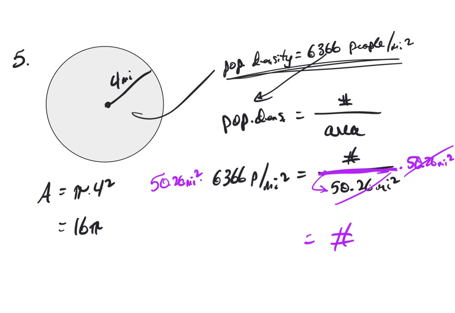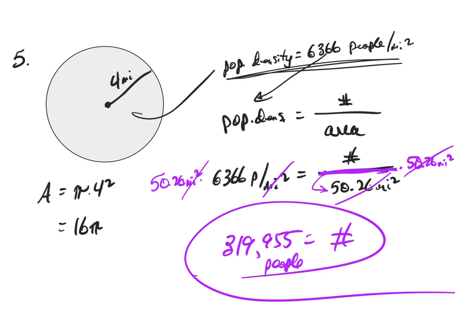So on the right-hand side, the 50.26 square miles cancels top and bottom, and we're left with the number of people. On the left-hand side, the square miles cancel top and bottom, and the arithmetic is 50.26 times 6,366, which gets us a population of approximately 319,955 people. Okay? So changing up on us a little bit there. Instead of asking for the population density, they asked for the overall population of this area.